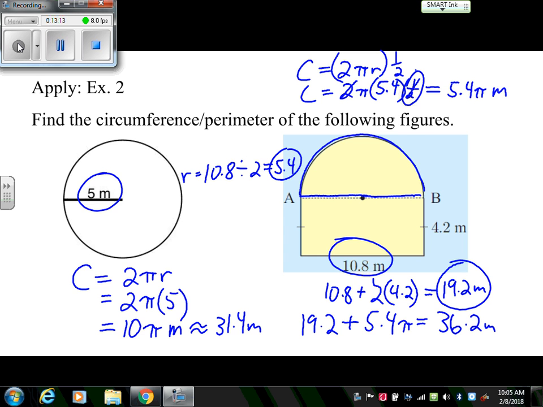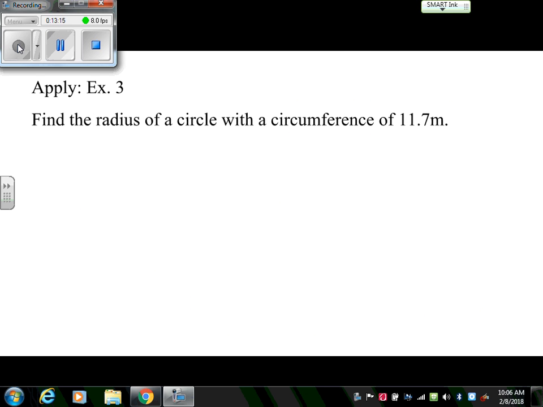All right, moving on to the next one. Here, no picture drawn, but it's asking me to find the radius of a circle with a circumference of 11.7. So for once, we're not finding the circumference, we're finding a part of a circle. So what I would do right away is write my formula down. I know that circumference equals 2 pi r. We're looking for r, but we already have circumference.